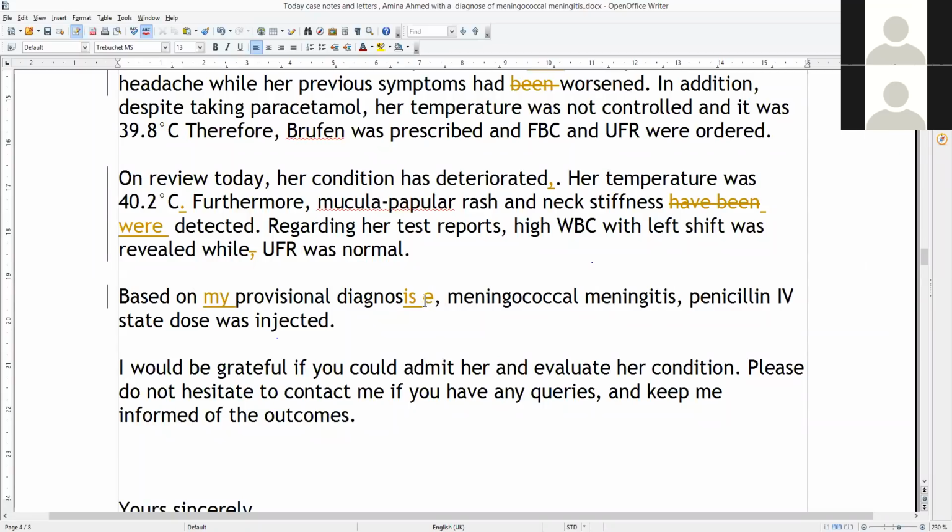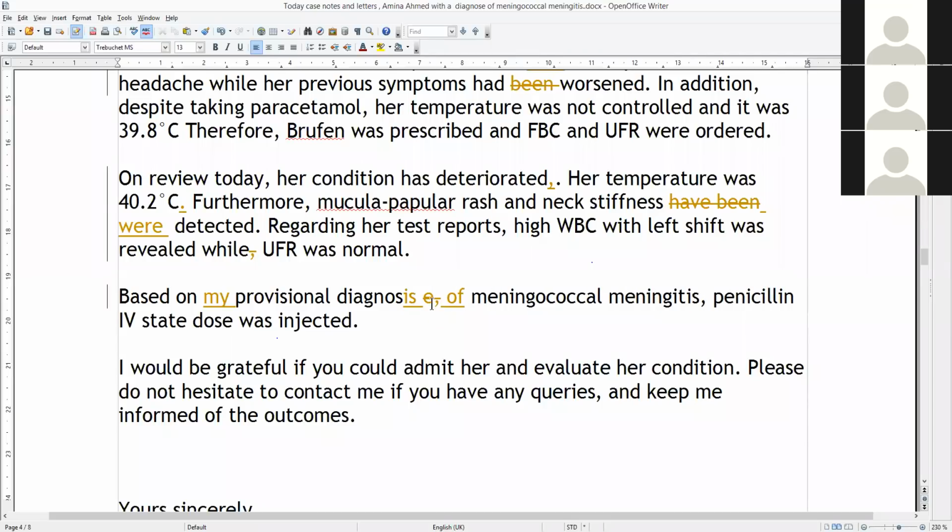Okay. Yes. Provisional diagnosis for stat dose was, well, that doesn't make sense. So that's not a complete sentence. I'm not sure what that means. Something, something else. So why is there a comma? You know, based on my provisional diagnosis of, okay, that makes a bit more sense. Penicillin for stat dose was injected.